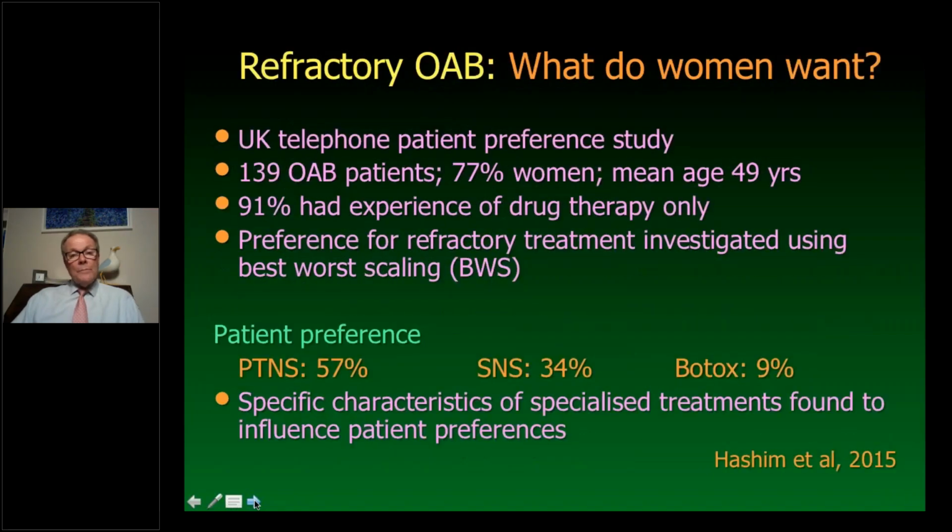So finally, what do our patients want? This is a UK telephone-based preference study looking at 140 overactive bladder patients, of which 2/3 were women. Overall, around 90% had experience of drug therapy only, and then they were asked what other treatments they'd like to consider using best to worst scaling. As you can see, 57% of patients opted for posterior tibial nerve stimulation, around 1/3 for sacral neuromodulation, and interestingly, only 1 in 10 would have chosen botulinum toxin.